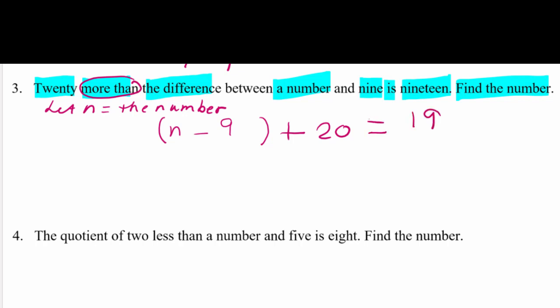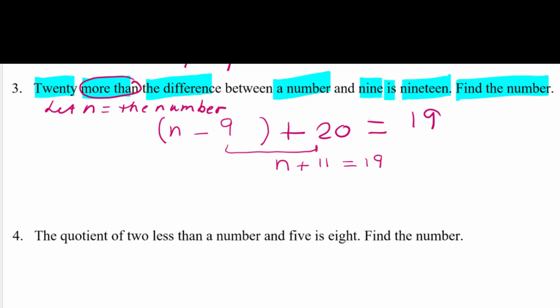All right, so luckily in this particular case, the parentheses was not really needed. Had we been multiplying, had it been a product, then we would need the parentheses. But since it's a "more than," we can go ahead and add these two like terms on the right-hand side together before we start isolating n. So negative 9 plus 20 is 11. So n plus 11 equals 19.